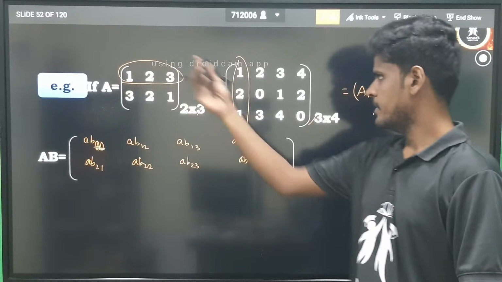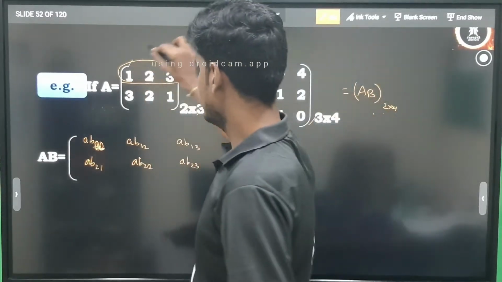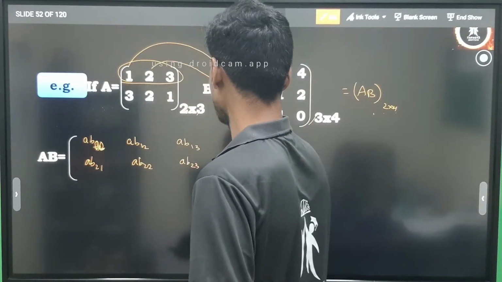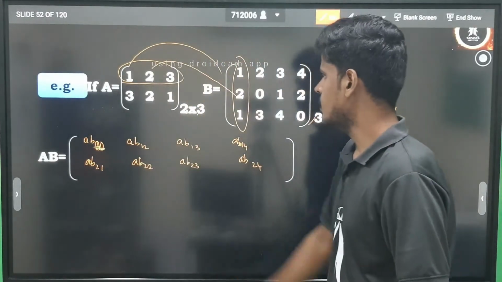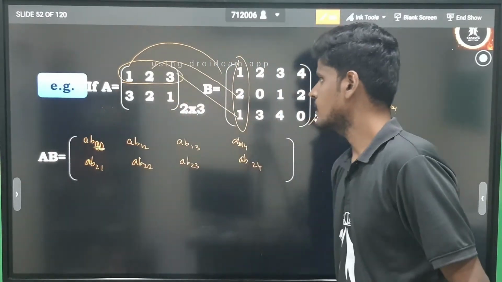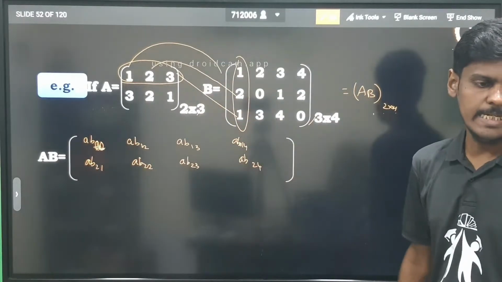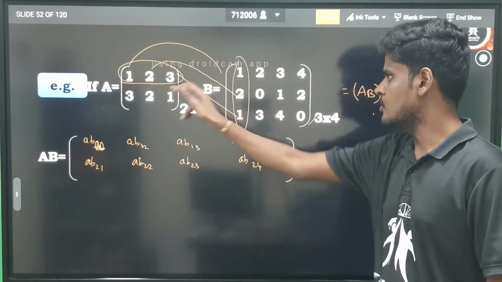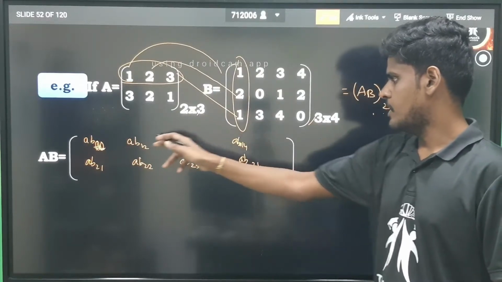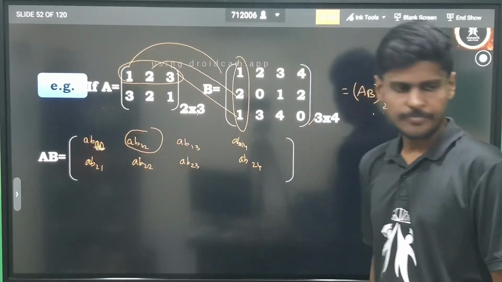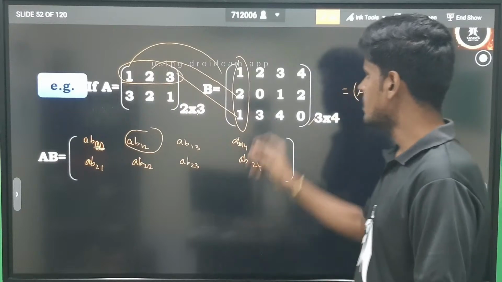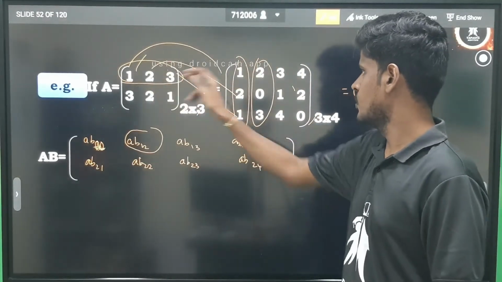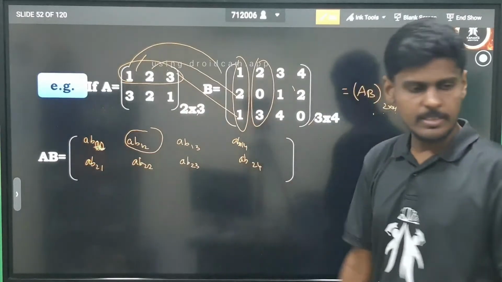That means 1 into 1, that is 1. 2 into 2, that is 4. 3 into 1, that is 3. So add all these values: 1 into 1 plus 2 into 2 plus 3 into 1. For example, what is AB12? That means take the first row and second column. Now 1 into 2, 2 into 0, 3 into 3.